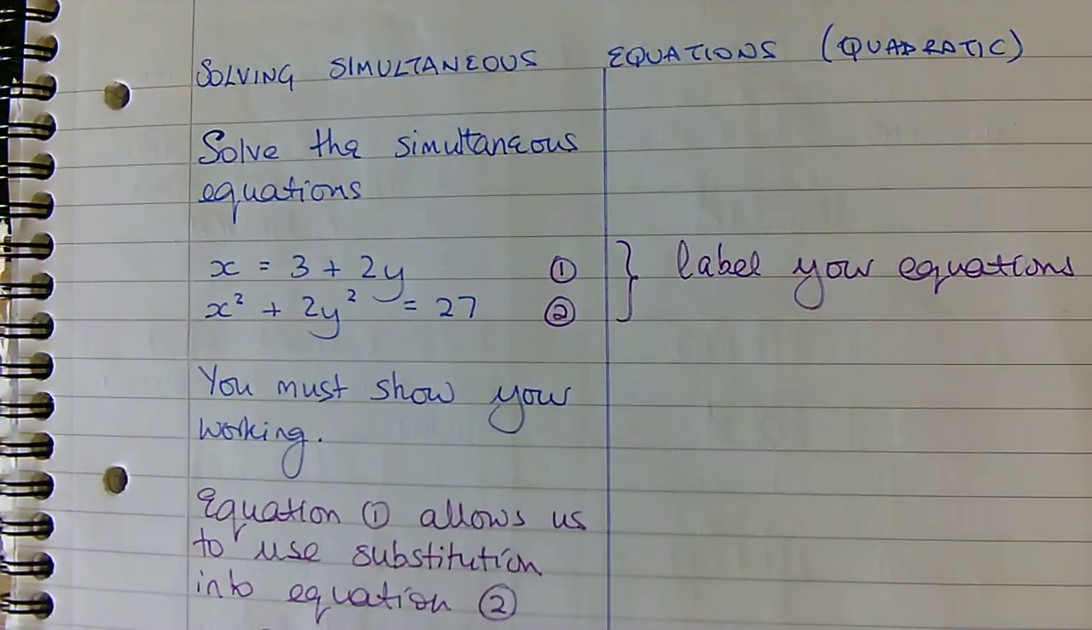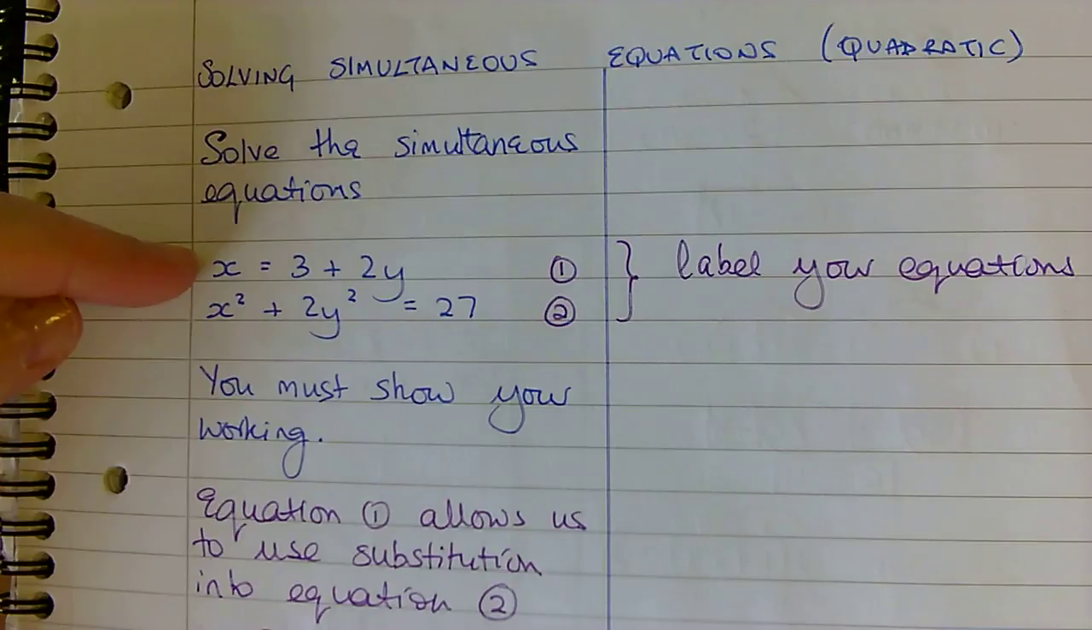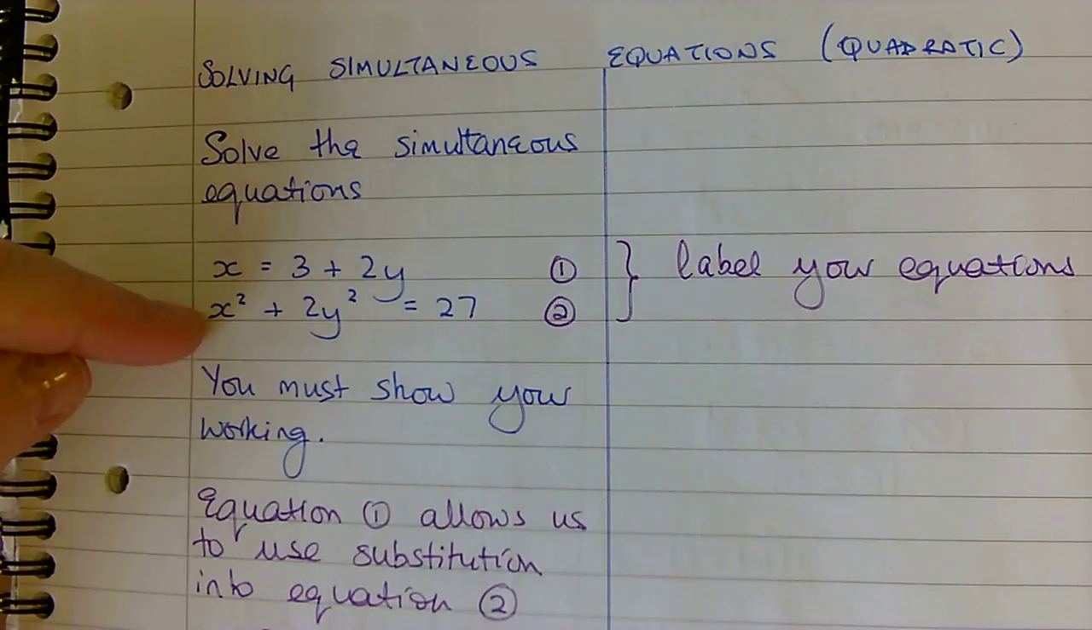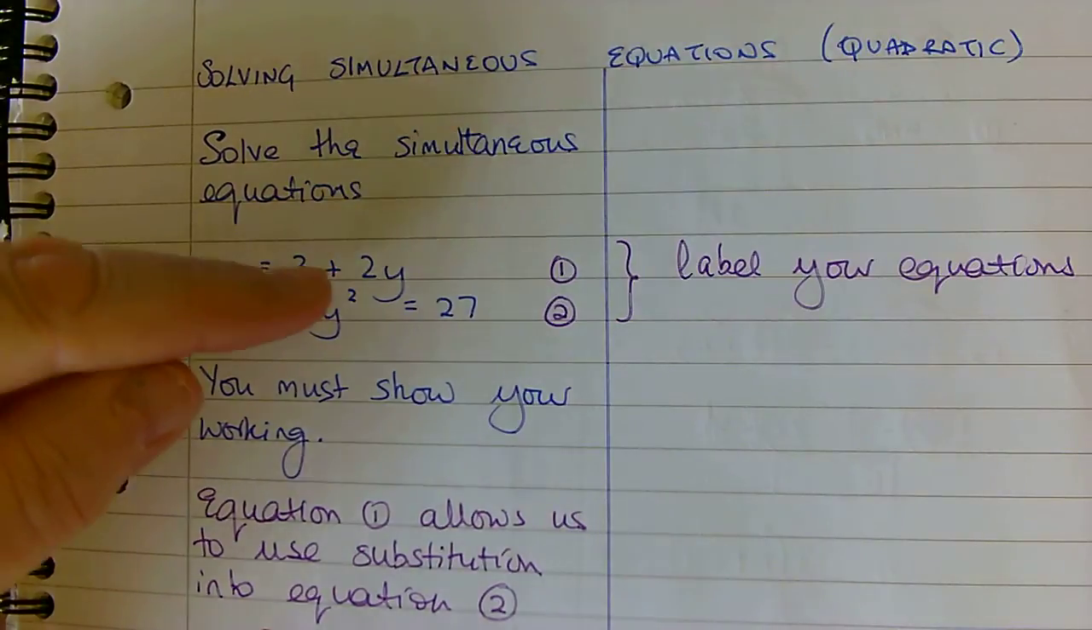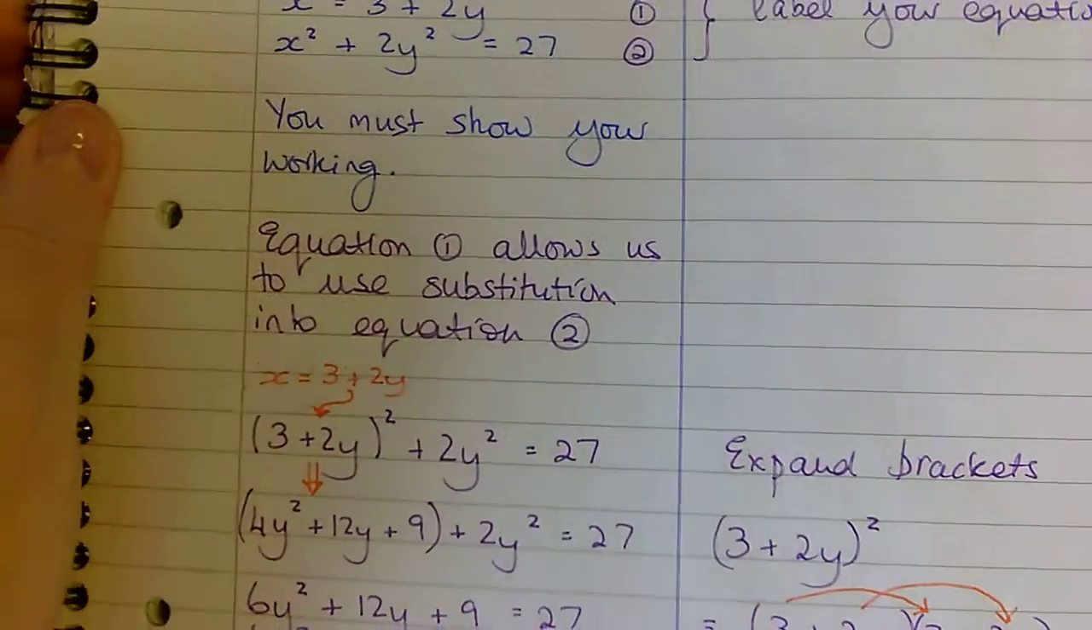Okay, so if we look at equation 1, it immediately allows us to substitute into equation 2, because it tells us that x is equal to 3 plus 2y. So we can replace this x here with 3 plus 2y. And I will show you what that looks like.